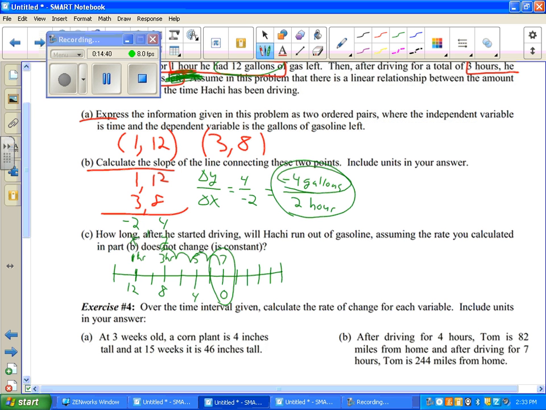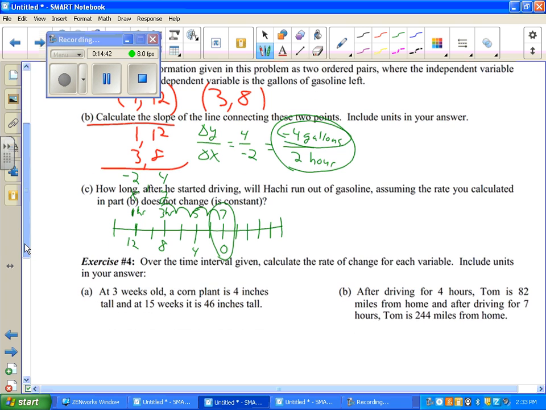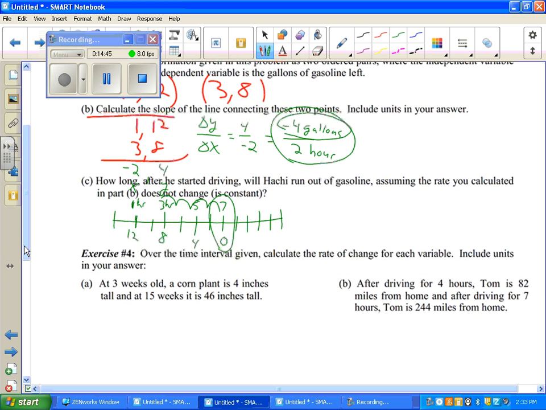Okay. Now what I want you to do is start on number 3, and 3A and 3B, with the people in your groups. Good luck. Have fun.